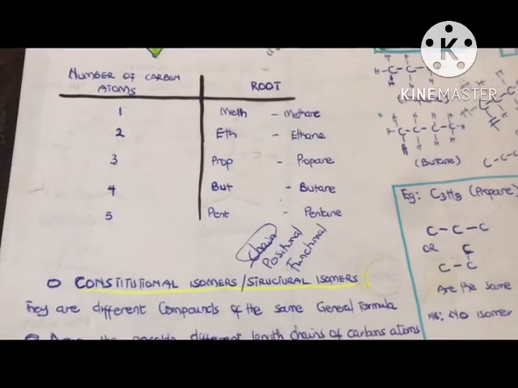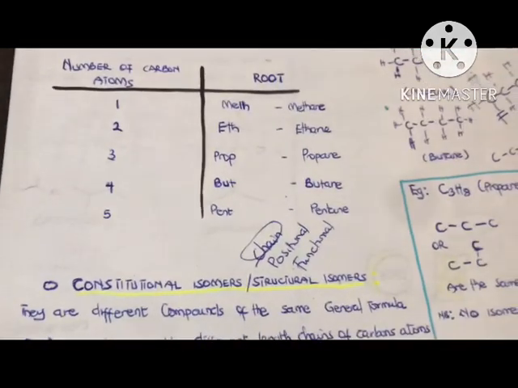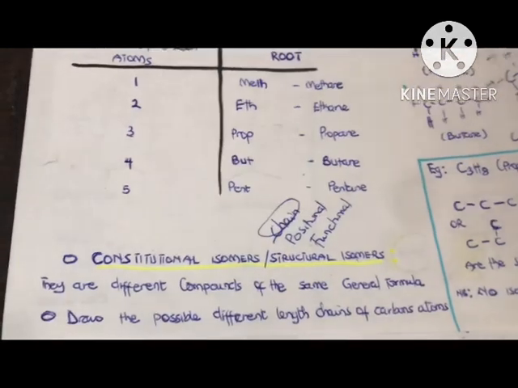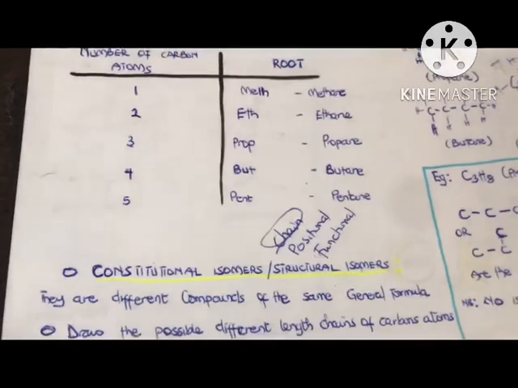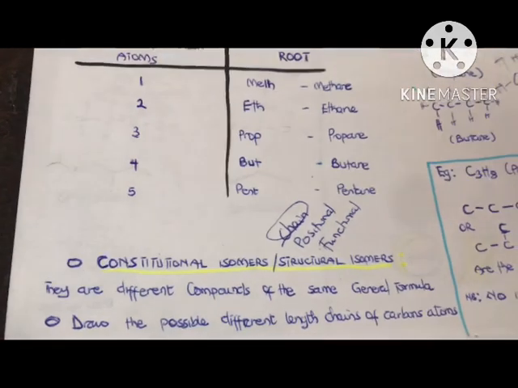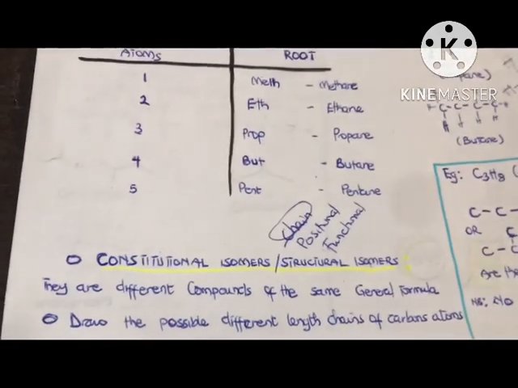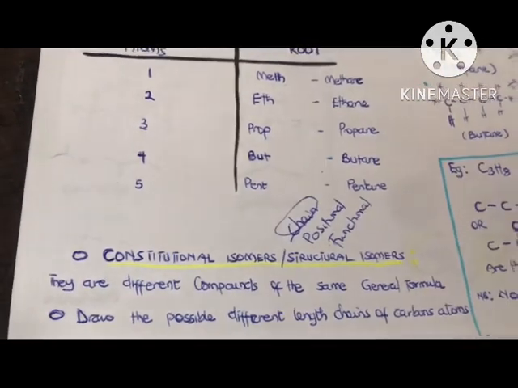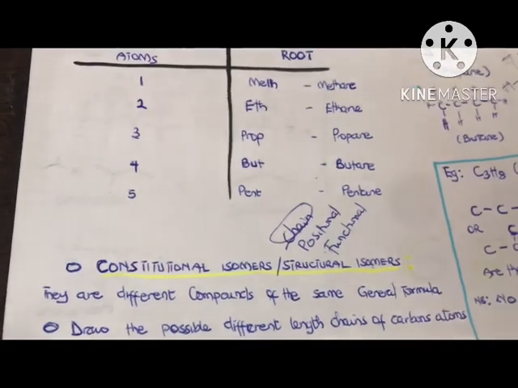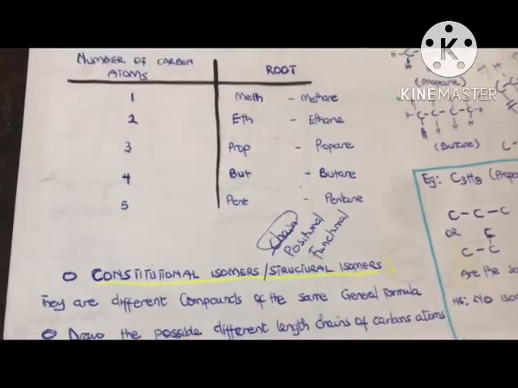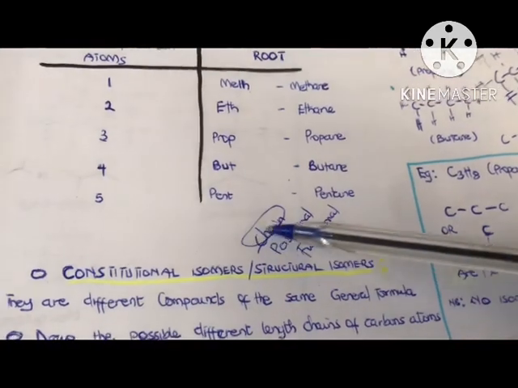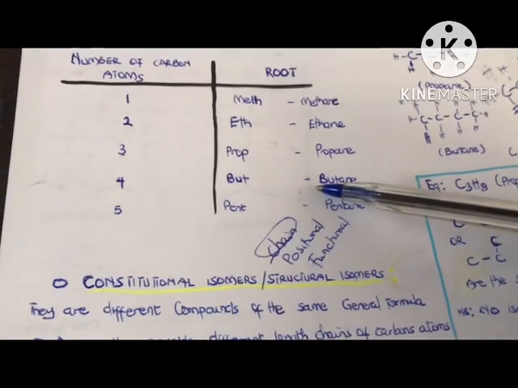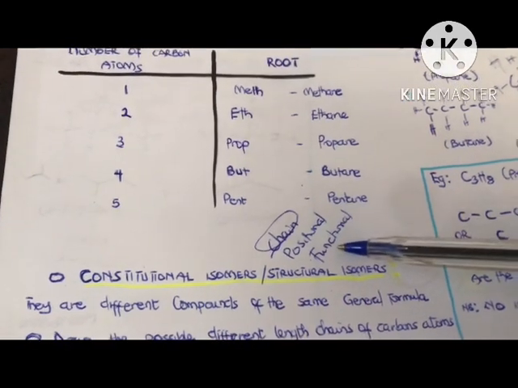So guys, let's look at isomerization. We have many types of isomerization, but the one we are going to talk about is constitutional or structural isomerization. This is further divided into 3 types: chain isomerization, positional isomerization, and functional isomerization. But because we are dealing with alkanes, it shows chain isomerization, but not positional or functional.